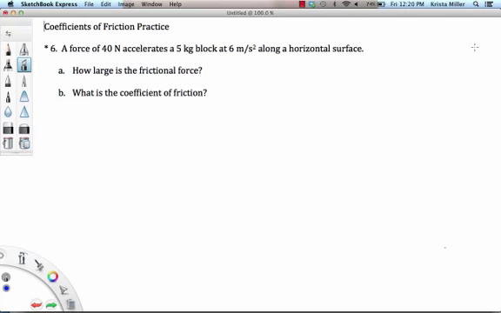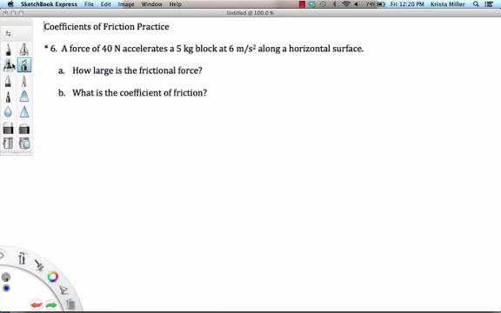Okay, so the following problem says that a force of 40 newtons accelerates a 5 kilogram block at 6 meters per second along a horizontal surface. So the question is how large is the frictional force and what is the coefficient of friction? So let's take these one step at a time, and let's go ahead and start with A.